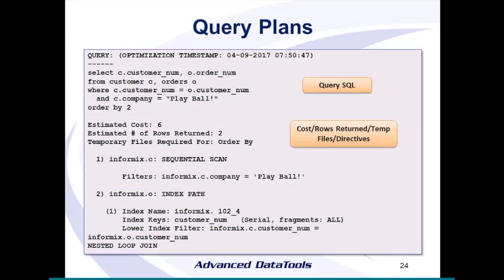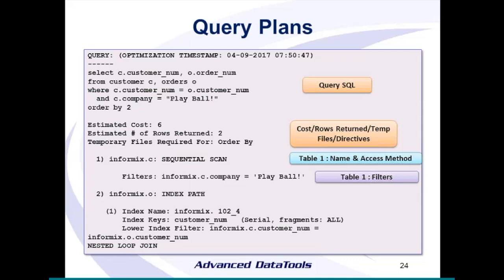That's followed by the first table that's accessed and how it's accessed. We see here there was a sequential scan, so it was a full table read, read every row. But then filters were applied, so every row that was retrieved had to pass through this filter. So we see here there's no index for table 1.